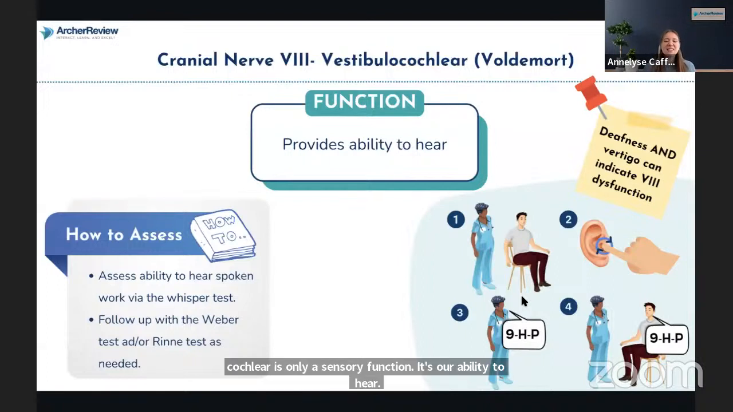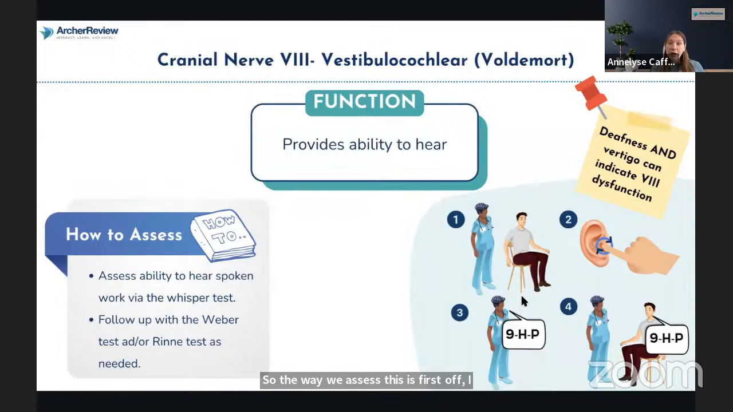The way we assess this is, first off, I start with the easiest test. Obviously, there's a lot of different ways to assess the ears. In nursing school, I go really in depth into the Rinne test, the Weber test, and the whisper test. But for now, for assessing the cranial nerves, you really just need to understand the whisper test.